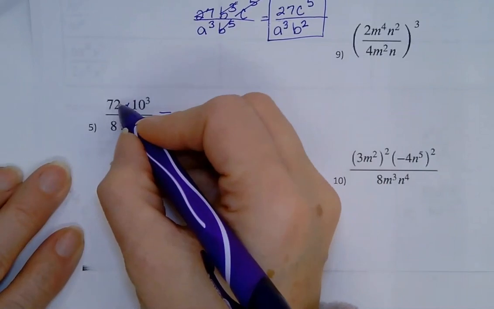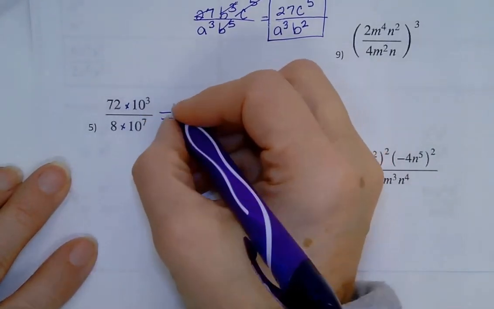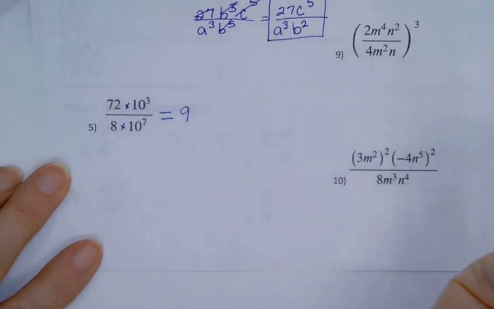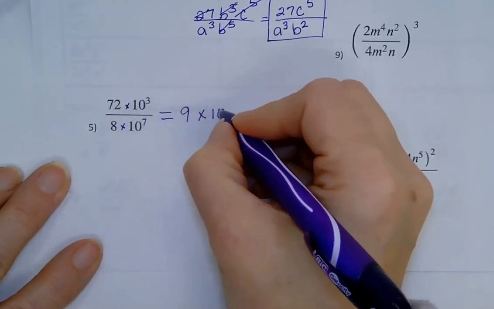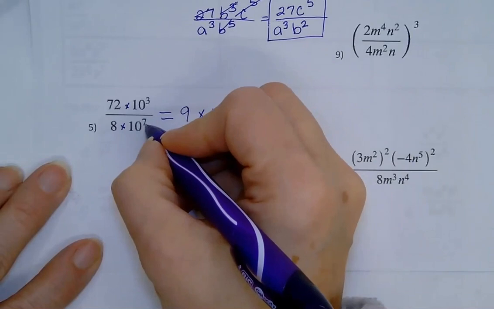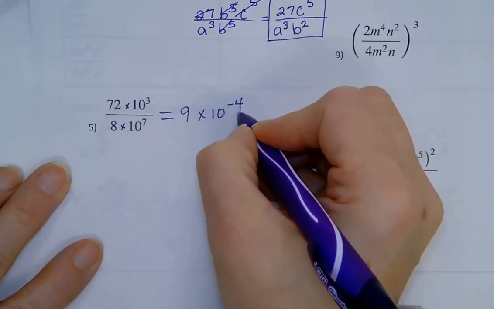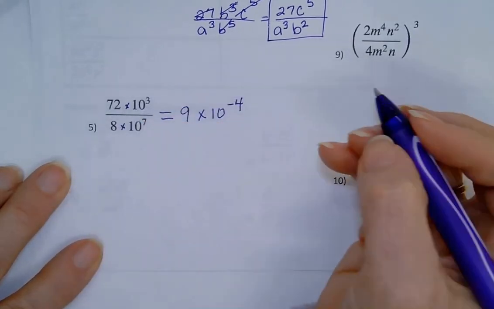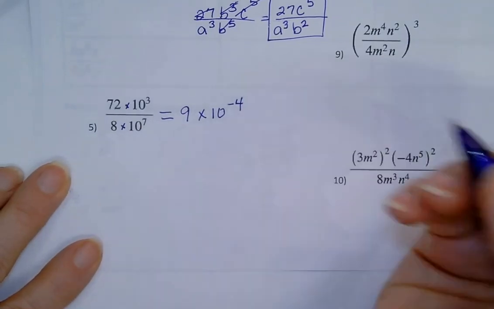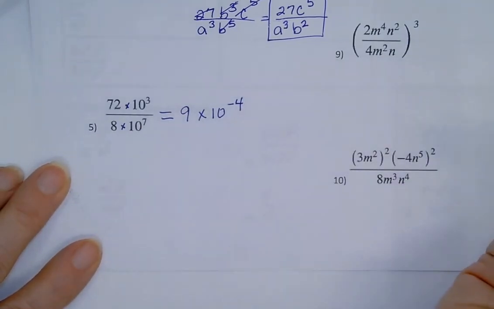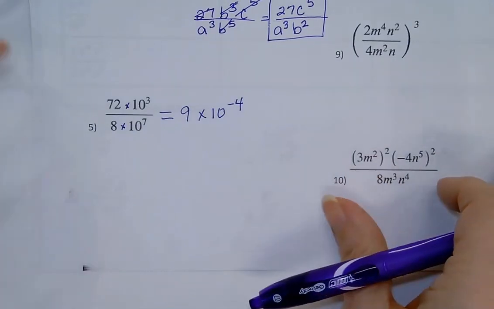So I'm going to say that this is 72 divided by 8, which I hope is 9, times, I'm going to keep my base. My base is 10, times 10 to the 3 minus 7 is negative 4. Since it came to me in scientific notation, I'm going to keep my answer as scientific notation, which is kind of the only time I'll let you use a negative exponent. Okay.